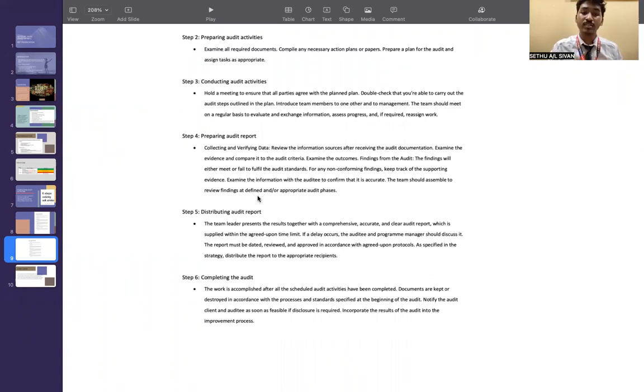The team should assemble the review findings and define appropriate audit phases. So the next was distributing the audit report. The team leader should present the result together with a comprehensive, accurate, and clear audit report, which is supplied within the agreed upon time limit. If a delay occurs, the auditee and program manager should discuss it. So why did it happen, why was it not done in time, are there any problems faced by the team? The report must be dated, reviewed, and approved in accordance with the agreed upon protocols. As specified in the strategy, distribute the report to the appropriate recipient.